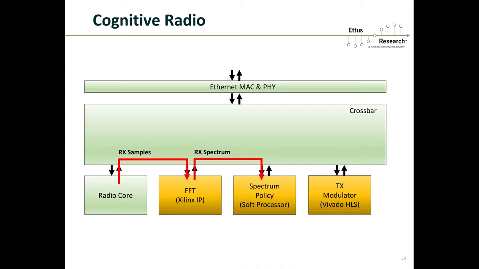Let's consider the hypothetical case of a cognitive radio. Here we have IQ samples received by the radio core block being routed to the RFNoC FFT block. In this example, the FFT block comes from the Xilinx IP library. The resulting spectrum is then sent to a spectrum policy block, which presumably analyzes the spectrum, looking to raise an alert based on some criteria.